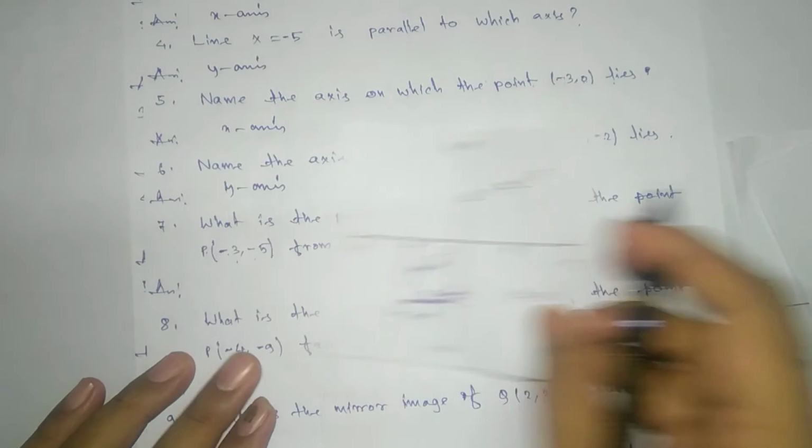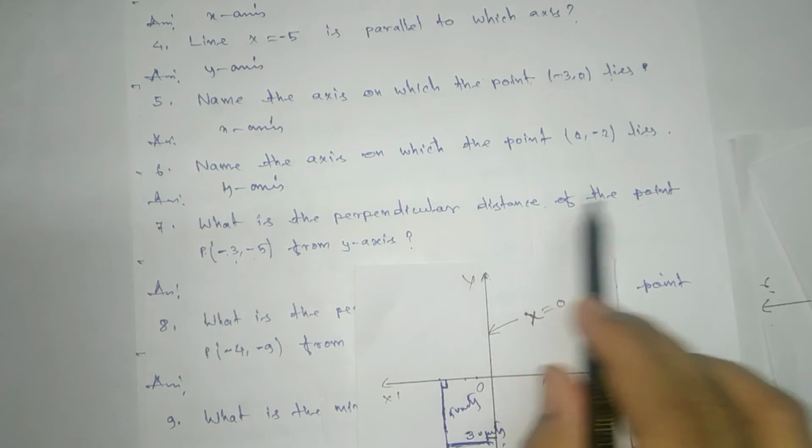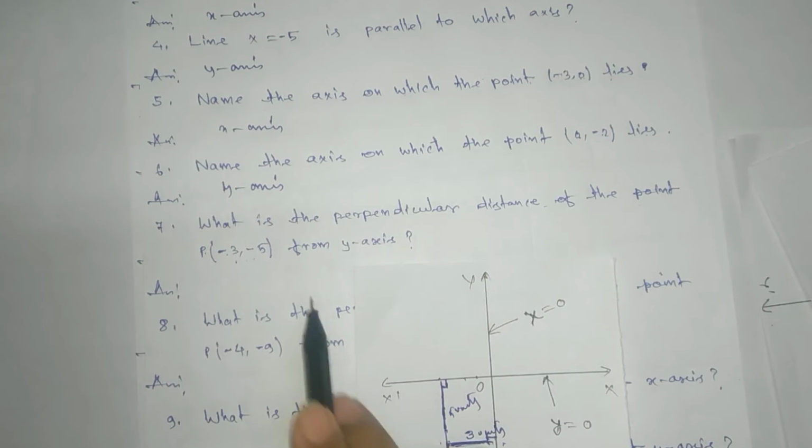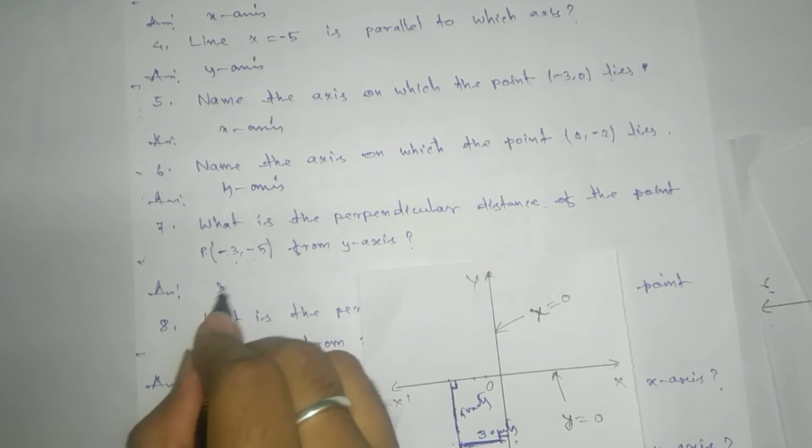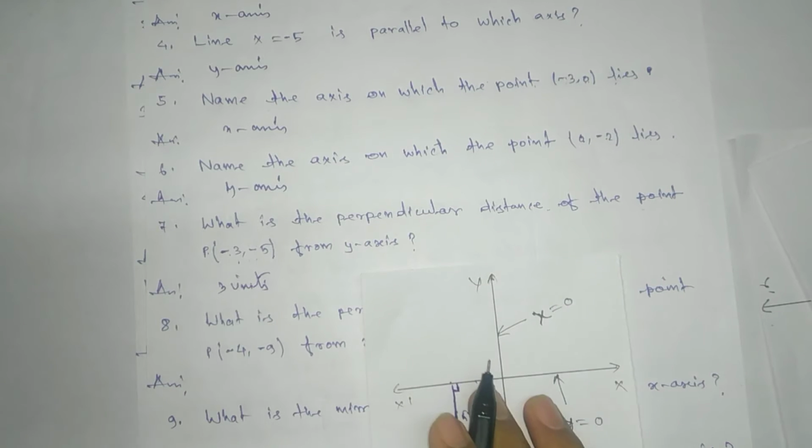Now let's see what they are asking. What is the perpendicular distance of the point from the y-axis? This is 3 units. You write here 3 units. Do not write the minus symbol.